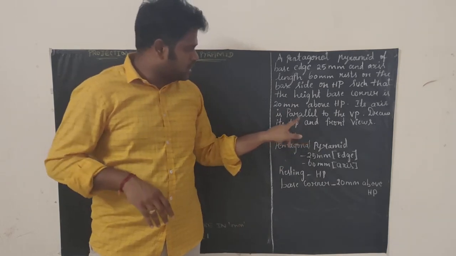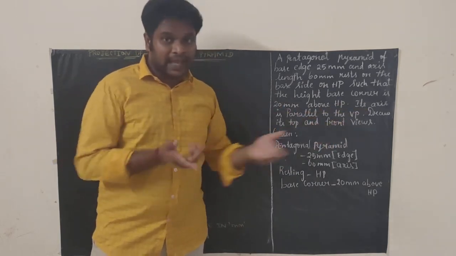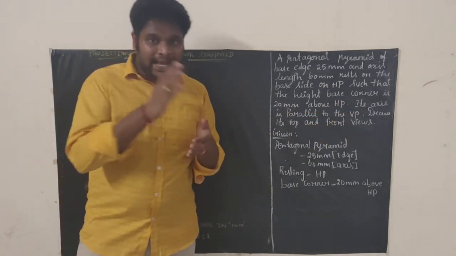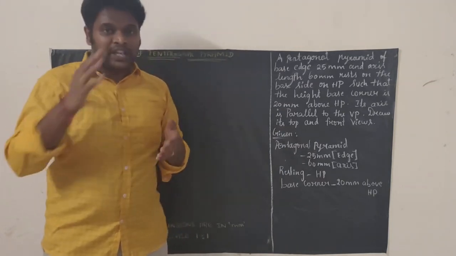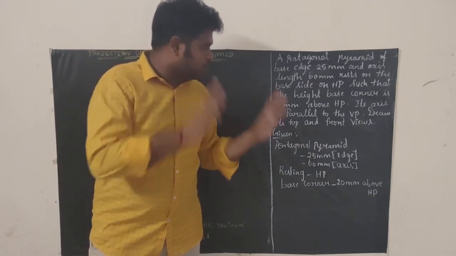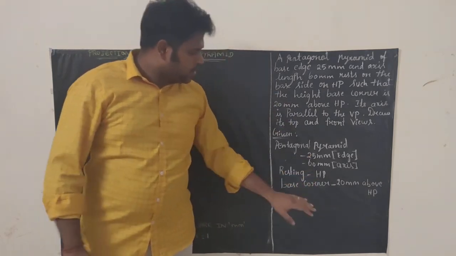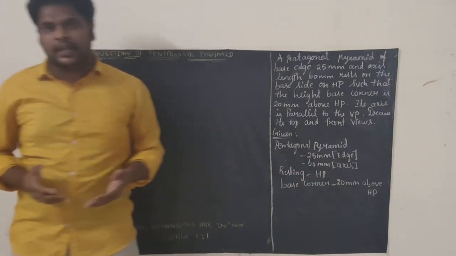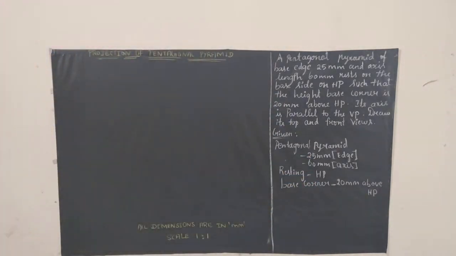If not, also just check here. Axis parallel to VP. Axis parallel to VP means, the opposite, the axis will be inclined to HP. If the axis is inclined to HP, we are going to draw the base diagram in HP. So it's very clear. And regarding the base corner, I will be explaining it once after completing the base diagram of the problem.